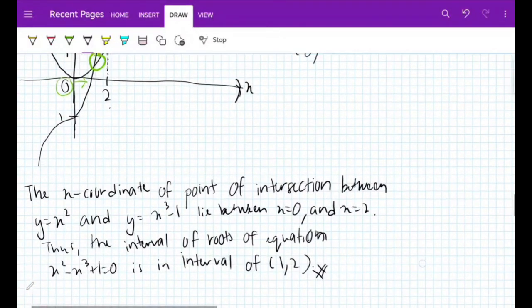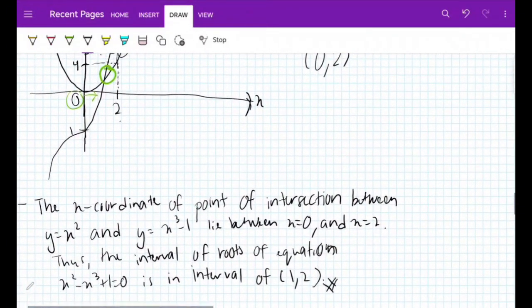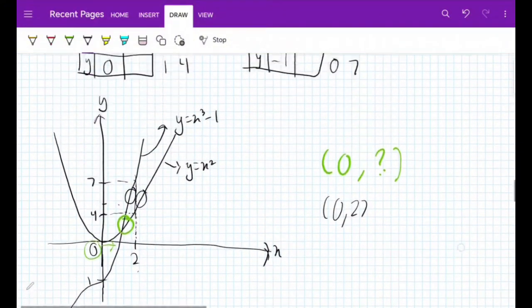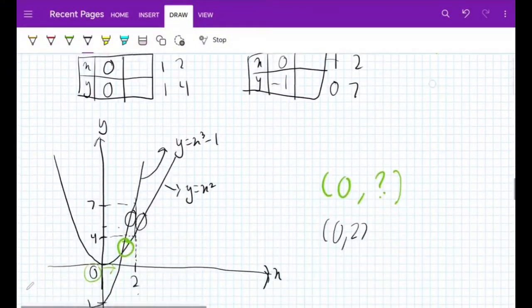That's how we make a simple conclusion for this, and that's how we go about solving these types of questions for the graphical method. I hope you understand it.